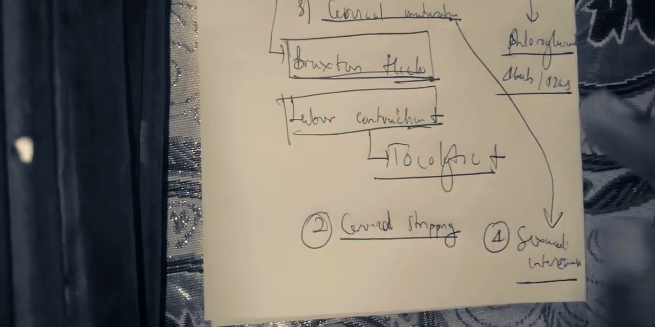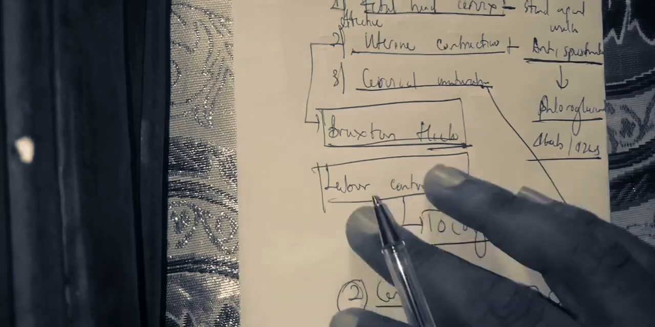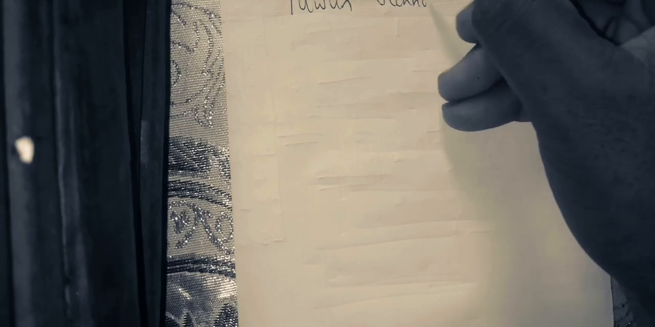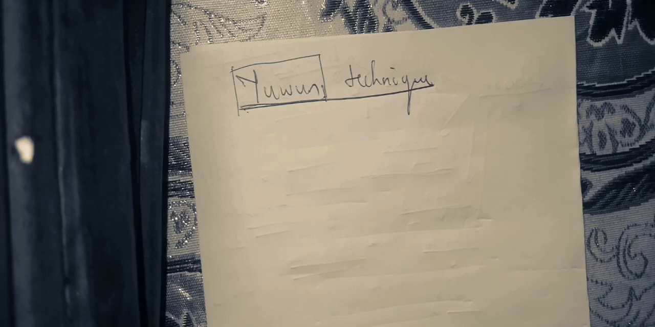When speaking about cervical stripping, there is a particular technique that has been taught, called the Ewing technique. The Ewing technique is from a woman I saw at the Limbe Regional Hospital doing her particular technique. It promotes the latent stage of labor and even the active phase of labor.